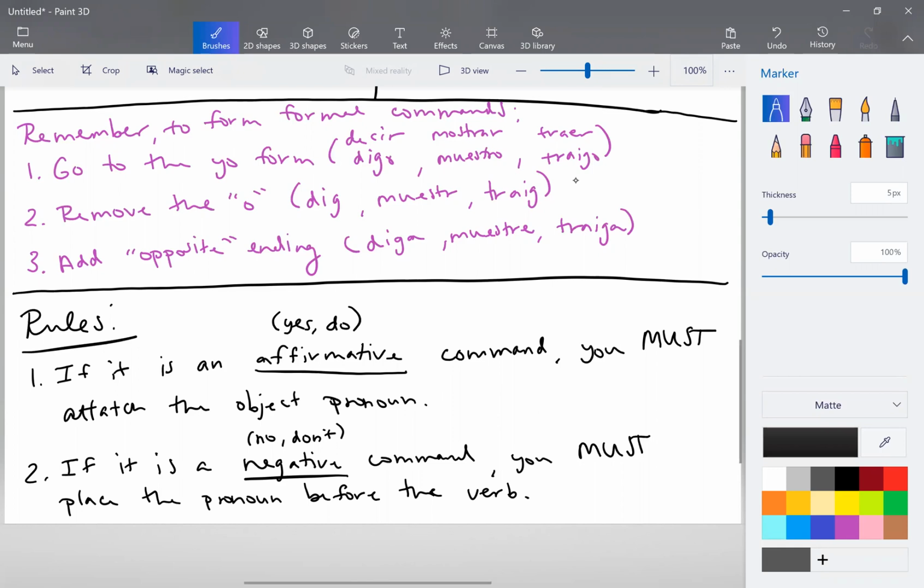How are we doing? A couple more examples would help? Okay, but do you guys understand what I'm saying? All right, we'll do some examples. So do we know what the words affirmative and negative mean? Okay. So if you're affirming something, you're telling someone to do it. And if you're giving them a negative command, you're saying, no, don't do that thing.